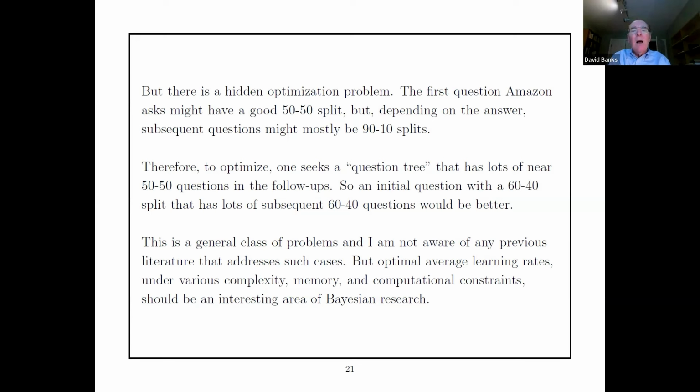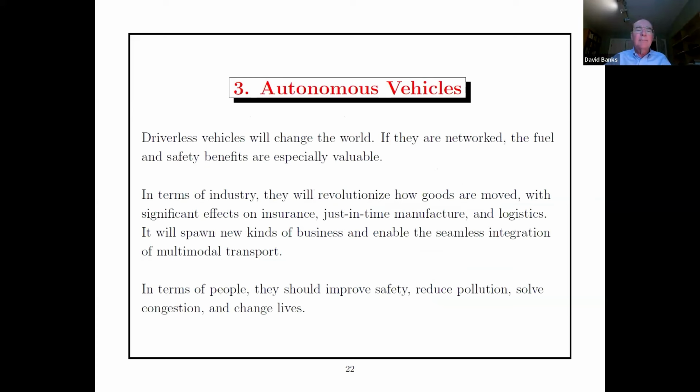You want to have lots of near 50-50 questions in the follow-ups. So maybe an initial question with a 60-40 split is better because it has lots of 60-40 questions underneath it in the tree. One wants to maximize the average expected learning rate in the series of questions that Amazon asks. I am not aware of any previous literature that addresses these kinds of problems, but Bayesians think a lot about optimal learning, and this seems like a nice area for us to become involved with.